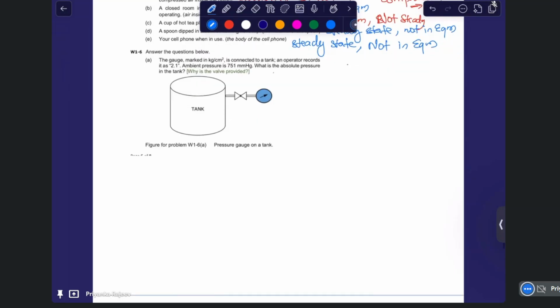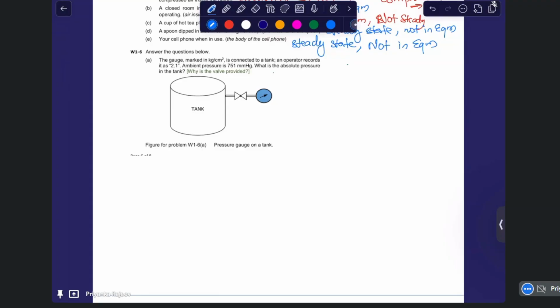Now sixth question, the gauge marked in kilogram per centimeter square is connected to a tank. An operator records it as 2.1. Ambient pressure is 751 mm of Hg. What is the absolute pressure in the tank? So this we have to refer to our previous lecture on different types of pressure measurements.